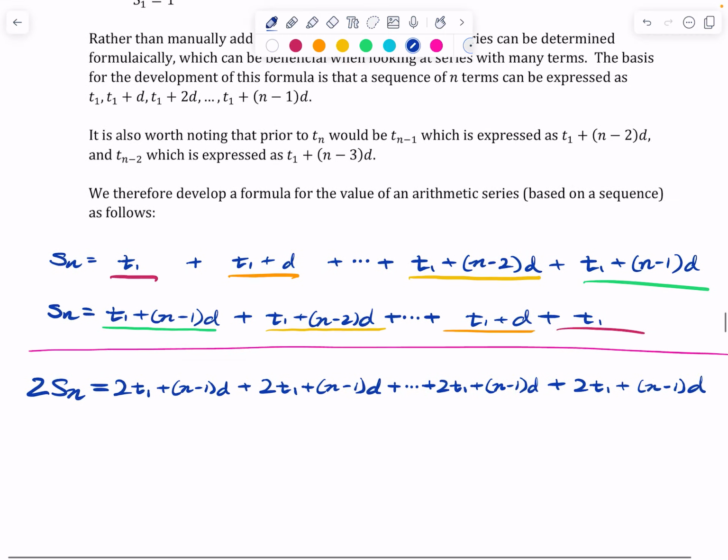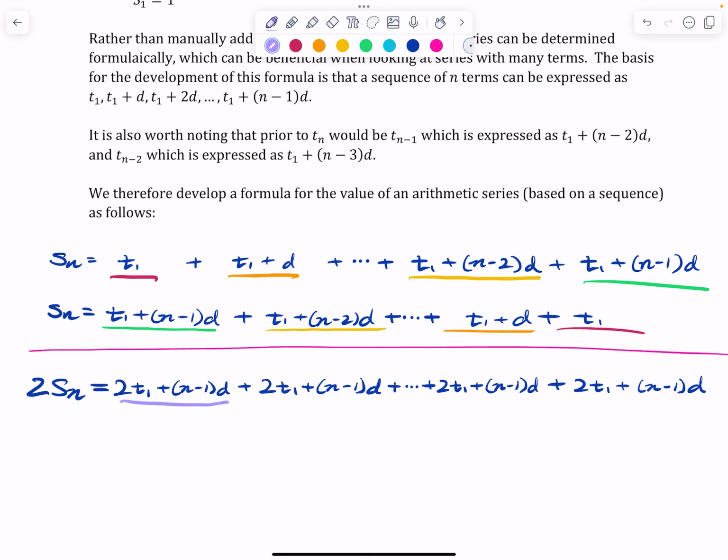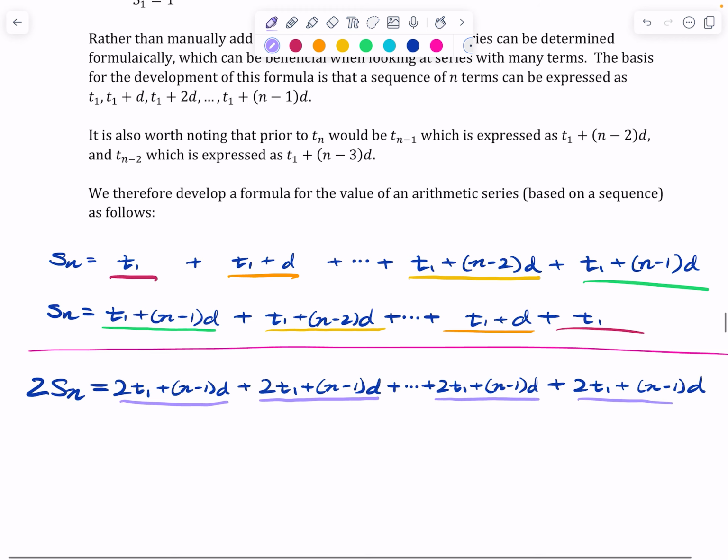And what do you know? All of these are the same. There's a nice light purple I can use to underline these. We've got 2T1 plus n minus 1d, again and again, with a whole bunch more in the middle. Who knows what n is?